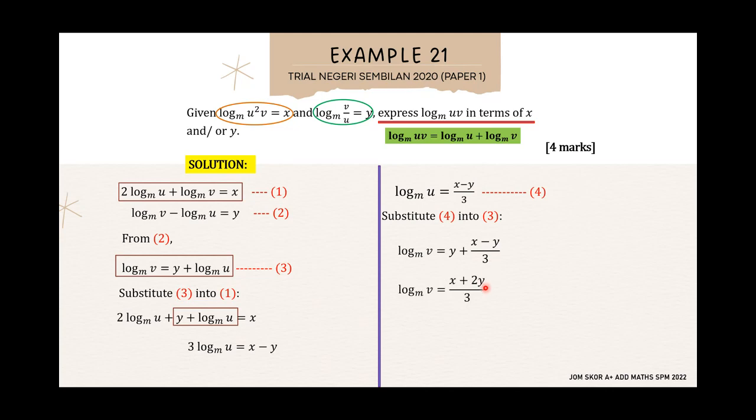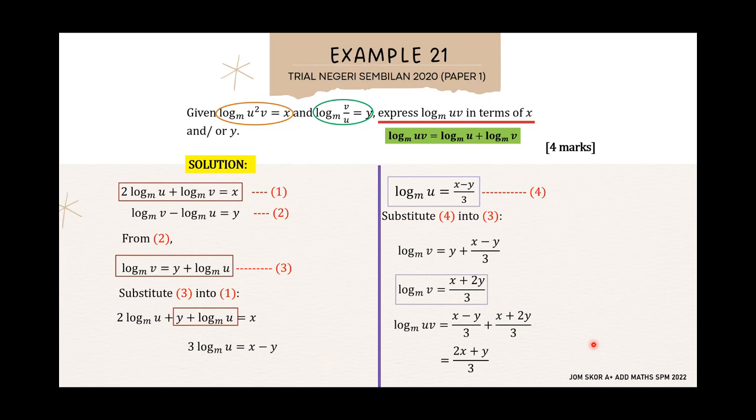Right, simplify. Kita akan dapat log V base M is equal to X plus 2Y over 2. Okay, pergi balik pada soalan tadi, kita nak express log UV base M. Dia samalah juga dengan log U base M tadi, tambahkan dengan log V base M. Tambahkan kedua-duanya, when you simplify, you akan dapat 2X plus Y over 2.